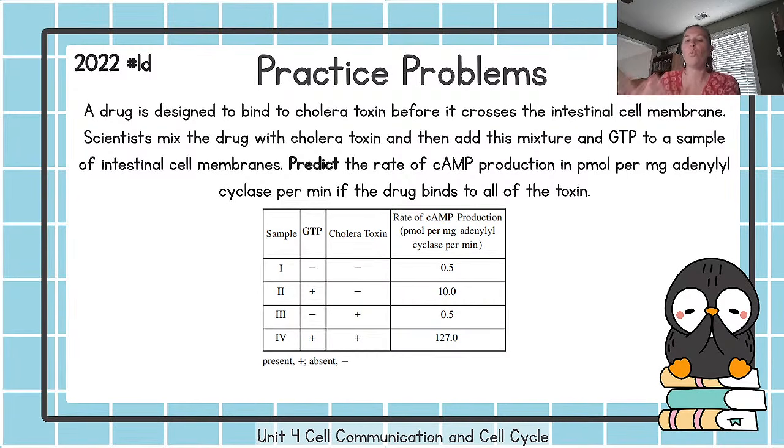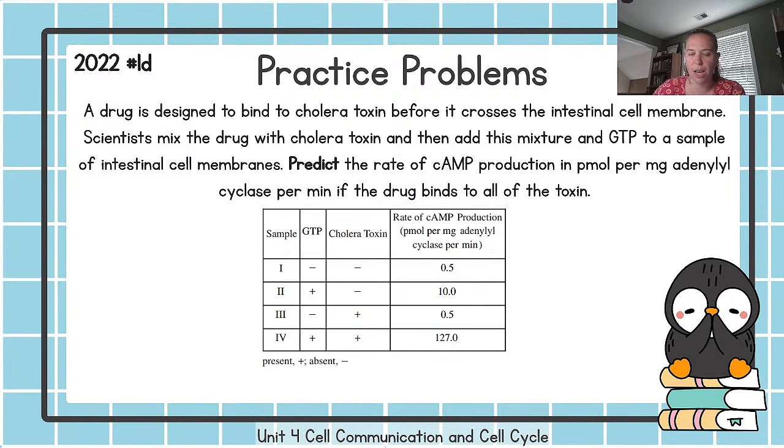So with this prediction, you've got to come up with a number, okay? You can't say it's increasing. You can't say it's decreasing because they've given you data. If you look in this chart, can you find the place where you have GTP and you don't have cholera? Because again, it's telling us that the drug is going to bind to the cholera. So if the drug binds to the cholera, there is no cholera present. So you've got to figure out, where is it?